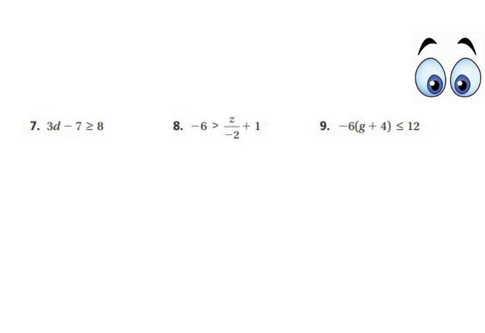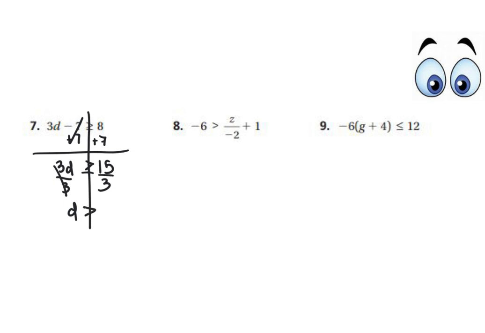So let's try a few more here. You can just watch along and then we'll end with a couple more try-its. We need to undo subtraction, so we'll add 7 to both sides. We have 3D is greater than or equal to 15. And now we'll divide both sides by 3. We're not dividing or multiplying by a negative, so our sign stays, and 15 divided by 3 is 5. Graphing this, we'd have 5, a filled in circle, arrow pointing to the right, because D is greater than or equal to 5.